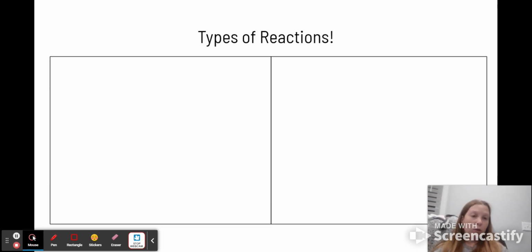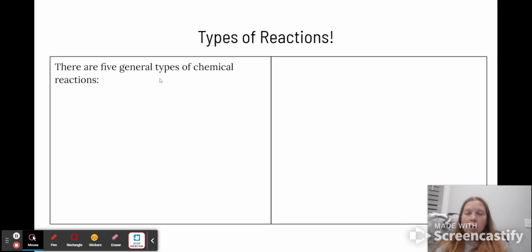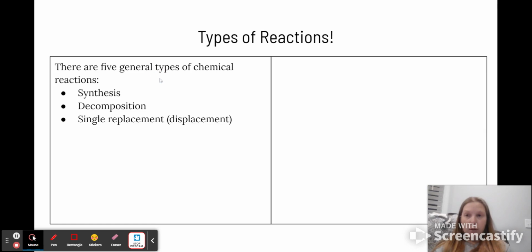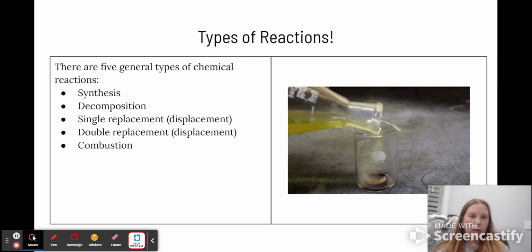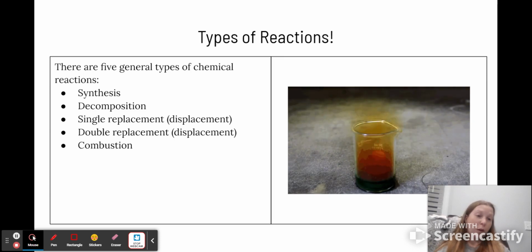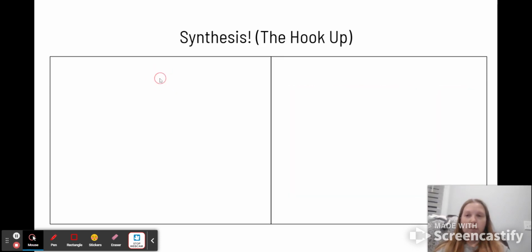So first, let's go over types of reactions. There are 5 general types that we'll look at. Synthesis or combination, so you might hear either one. Decomposition, single replacement, or displacement. You may know it by replacement, but you'll hear me say displacement because that's how I was taught. Double replacement and combustion. So here's just an example of a chemical reaction. Actually, there's a couple going on in this GIF.